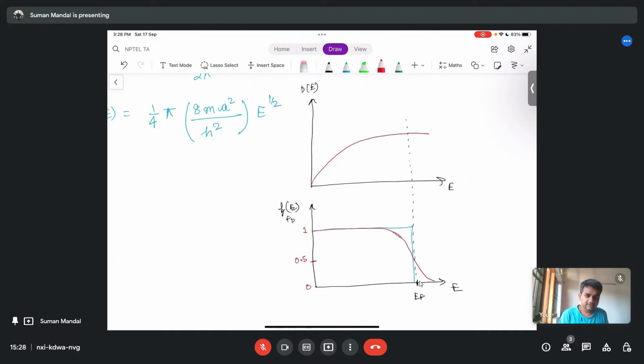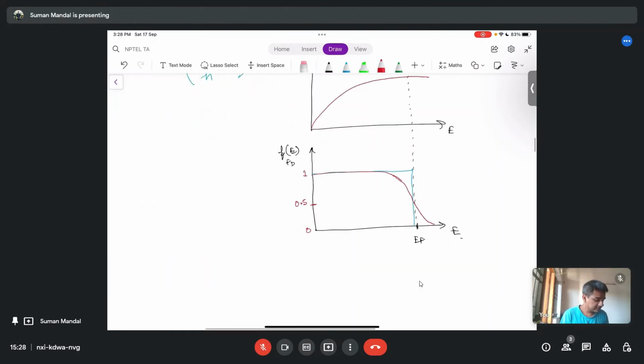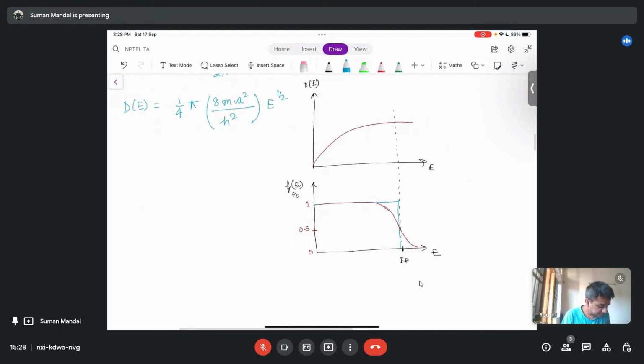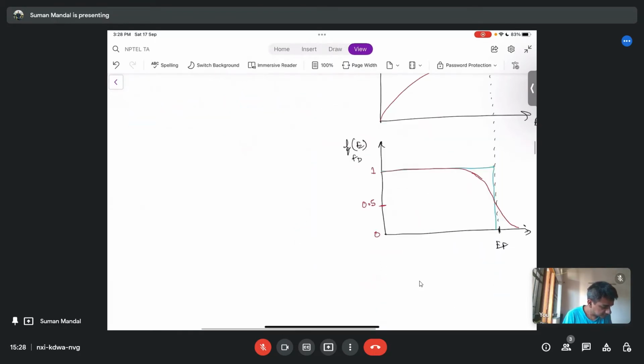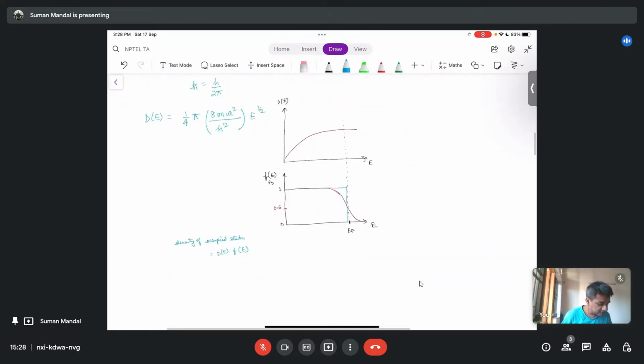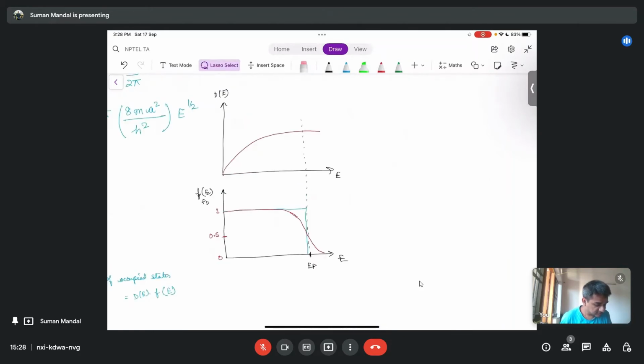So this says the probability of occupation. This is the total number of states, but that doesn't mean all of them are occupied. So how many of them are occupied? If you want to find out the density of occupied states, it will be this density of states into the probability of occupation, right? Into 2, one factor we consider. Then we can again redraw this first one. Let's see if I can copy this.